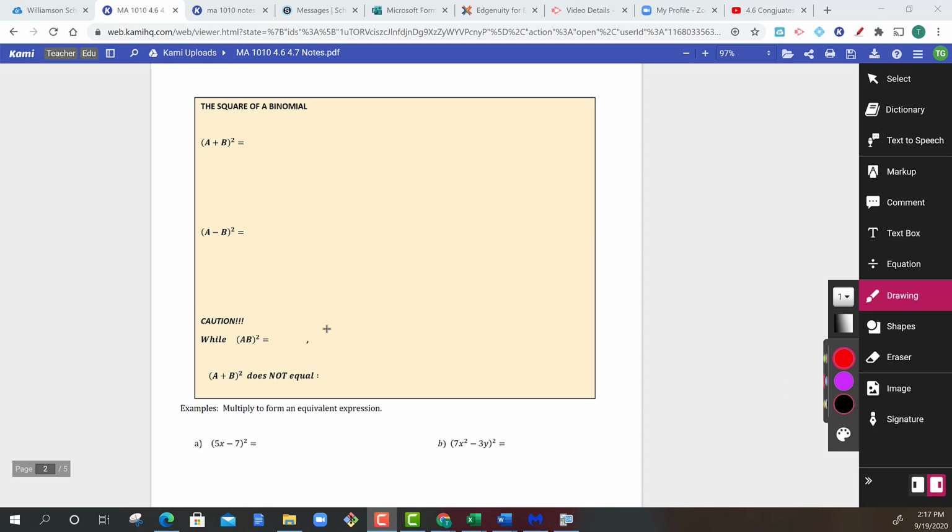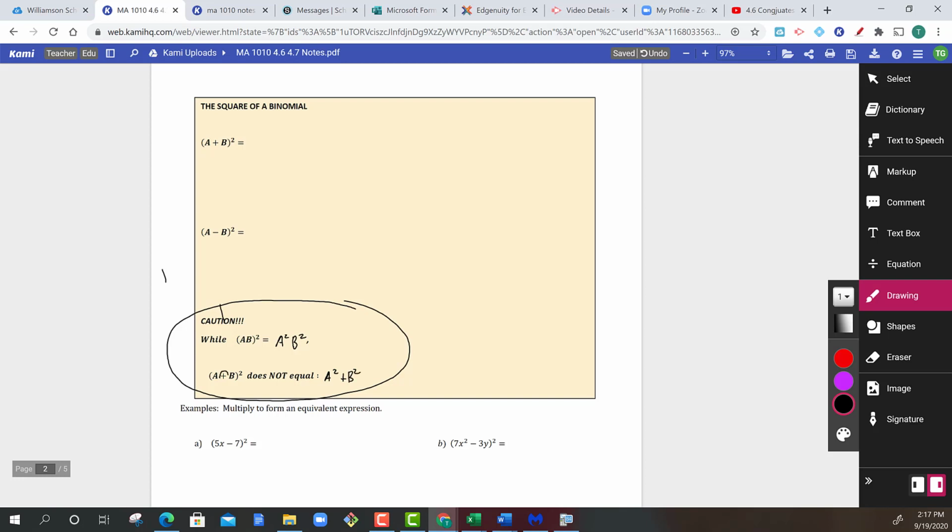Okay, so let's go over a different type of special product, and that is a square of a binomial. So remember, when we square something, that means we are multiplying it by itself. So I want to just throw out the caution right off the bat. If you just have AB squared, that does mean A squared B squared. But A plus B squared does not equal A squared plus B squared.